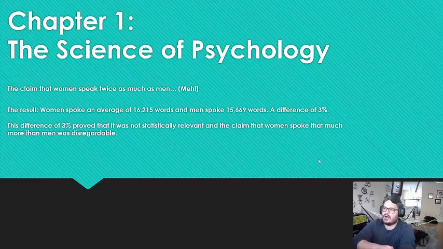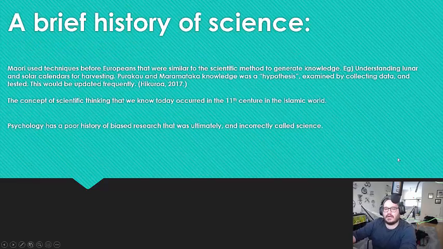Now, there's this thing called an R value, or statistical relevancy, inside of psychology. A difference of less than 5% is, at least in the psychological sciences, considered statistically insignificant. So 3% is statistically insignificant. The difference of 3% proved that it was not statistically relevant, and that the claim that women spoke that much more than men was completely disregardable.